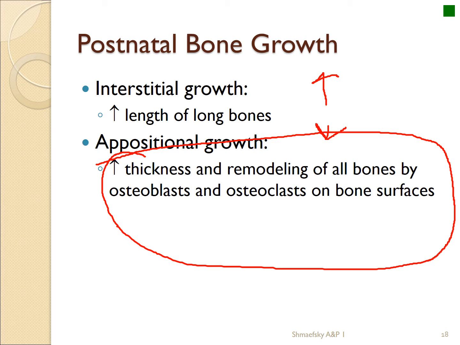But this is under control of a couple of hormones, the major one being growth hormone, but other ones being thyroxine, which is in charge of the metabolic rate of these cells, and also estrogen and testosterone, or basic androgens, which are the precursors to estrogen and testosterone.